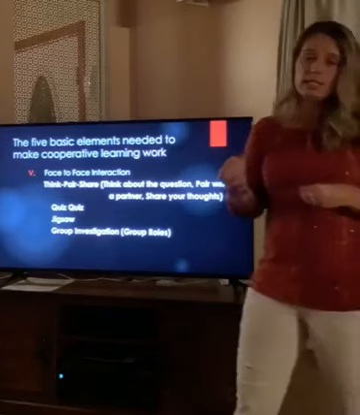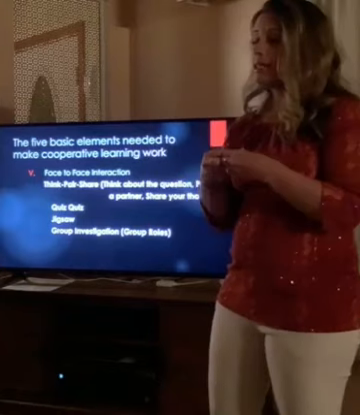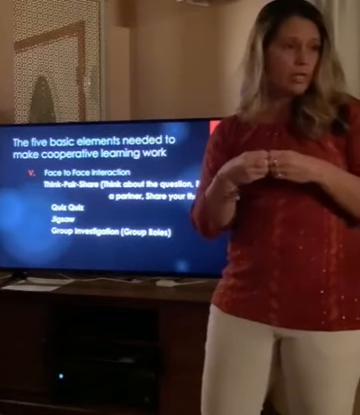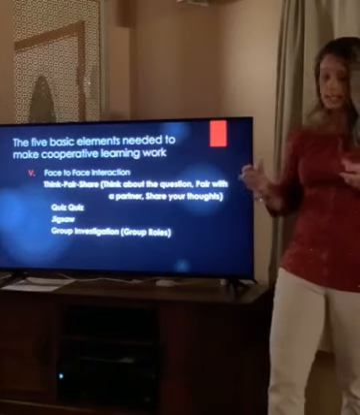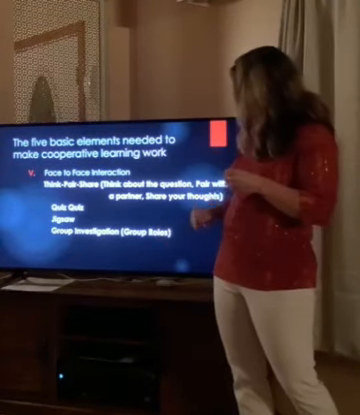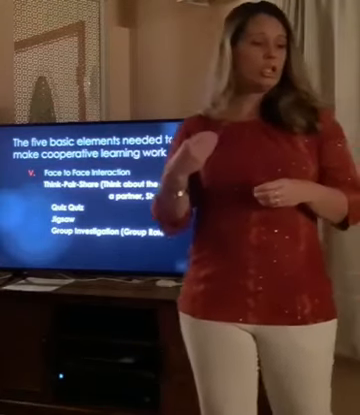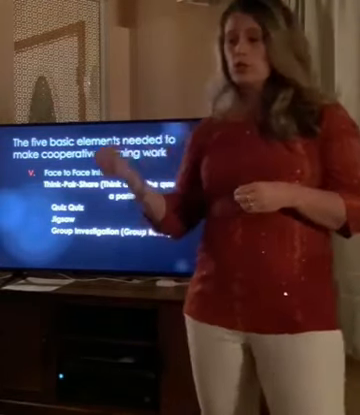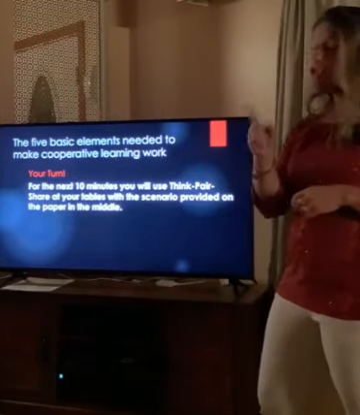Jigsaw, everybody is learning a piece of information, and they take that piece of information and they teach each other what they learned from that segment. That is really neat to see in action. The group investigation is where you give them group roles, and each person does their job, the role of that investigation. Now it's your turn.